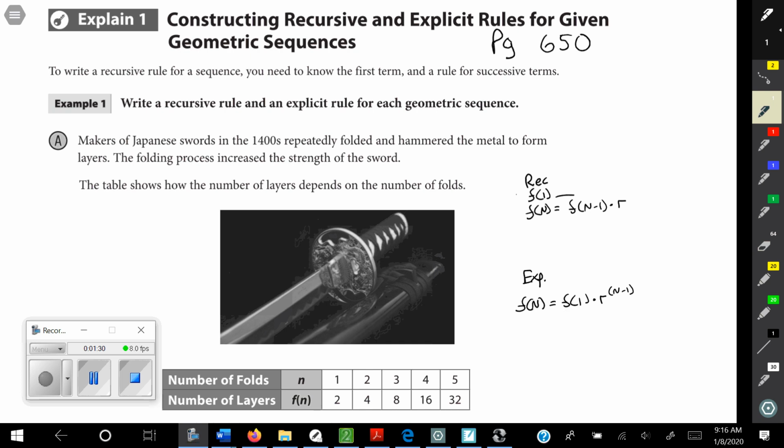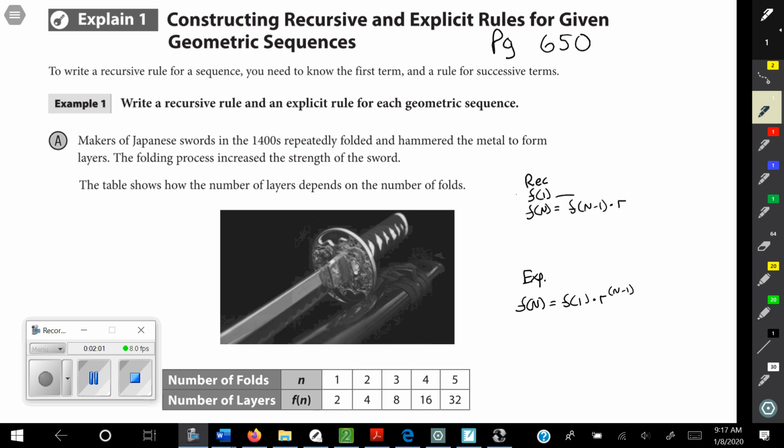Okay, so here we have a word problem, but it's not really. It's giving you an example of a geometric sequence. So what we're going to do is write the recursive rule and the explicit rule. It says here, makers of Japanese swords in the 1400s repeatedly folded and hammered the metal to form layers. The folding process increased the strength of the sword. The table shows how the number of layers depends on the number of folds.